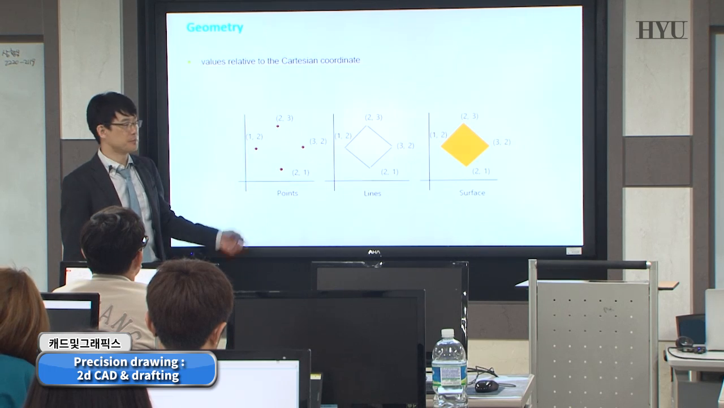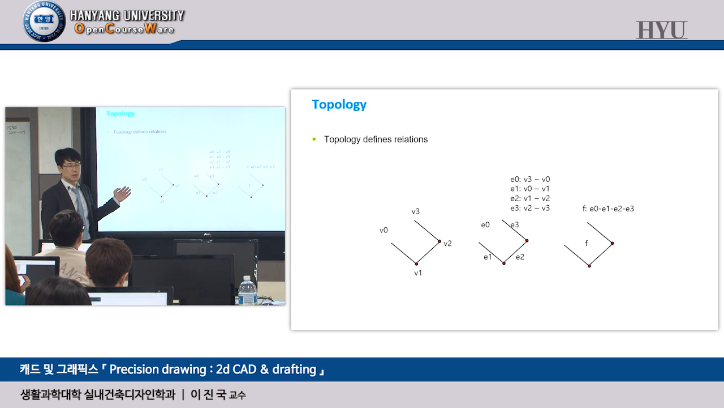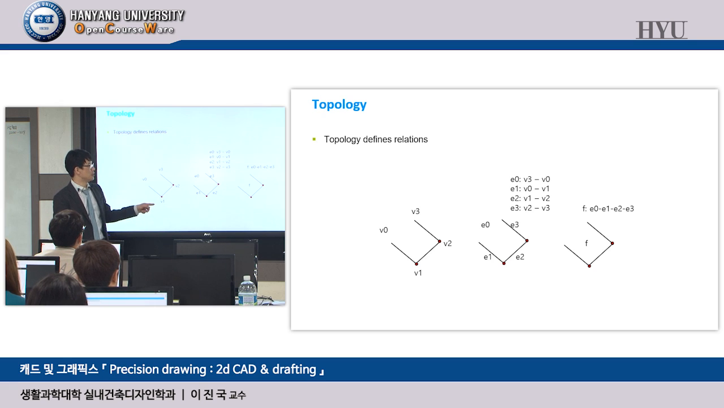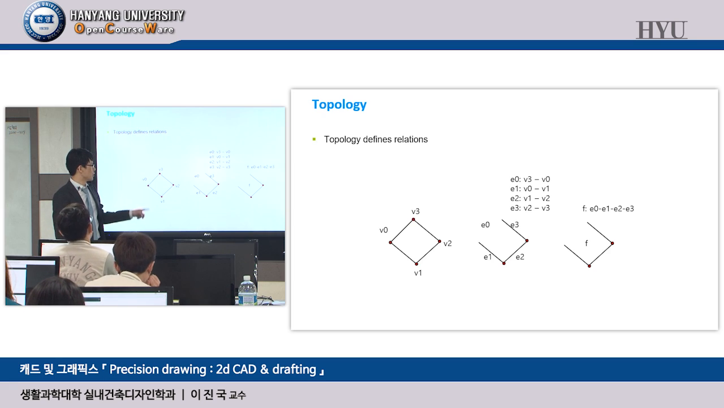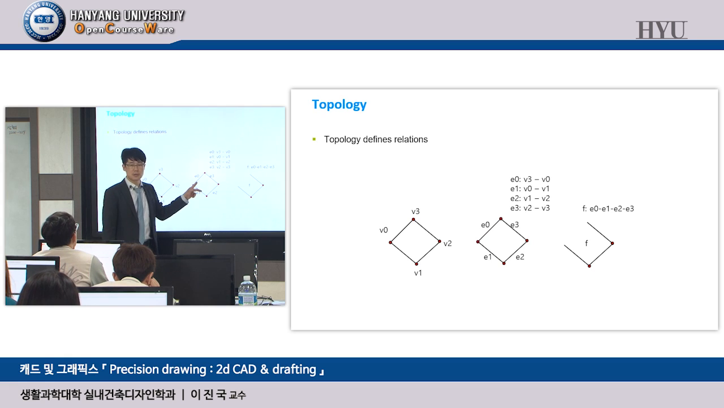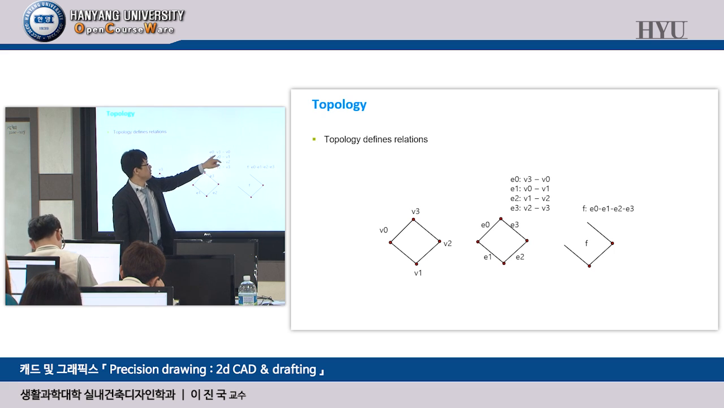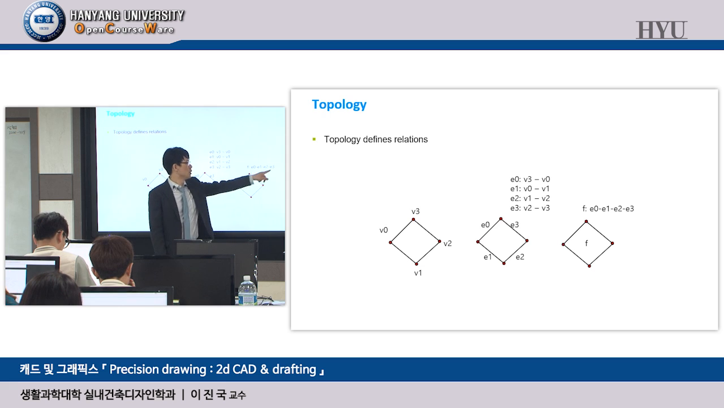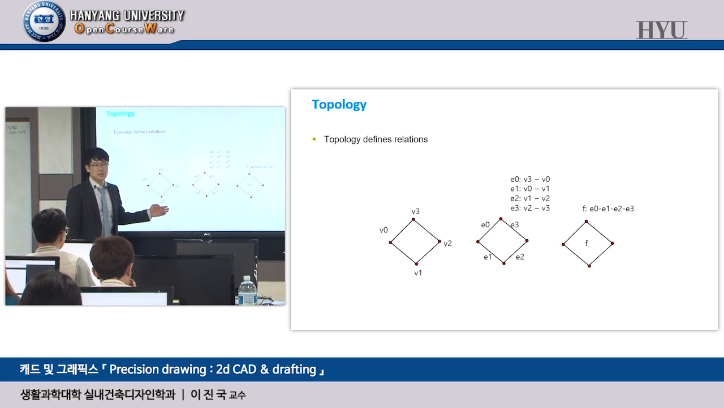This is geometry, okay? How about topology? Let's take a look. In this case, we are not calling them points or lines. In terms of topology, we are saying vertices and edges, okay? Take a look. V0, V1, V2, V3, they are all connected by edges, okay? So here is the relationship. Edge 0 is the connection between vertex 3 and vertex 0. In the same way, we can define 4 edges, and at the end, one face is composed of a series of 4 edges, okay? This is the topological definition.